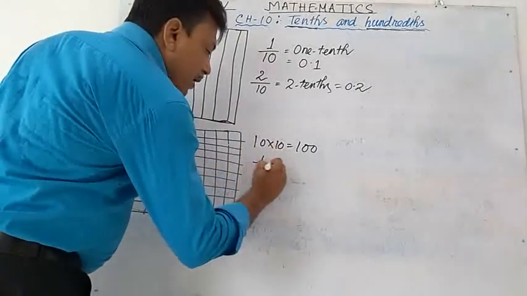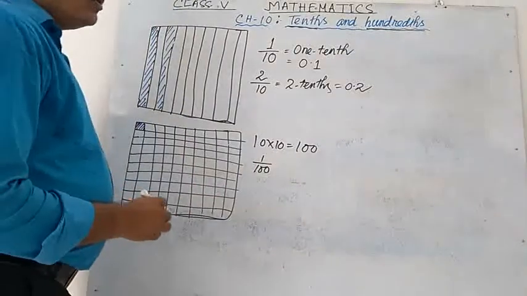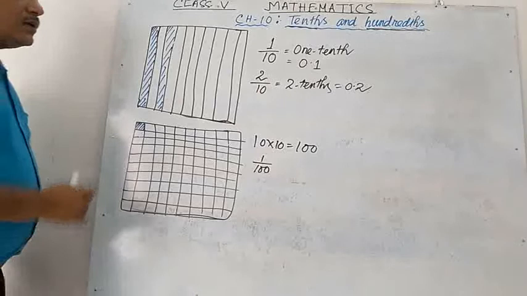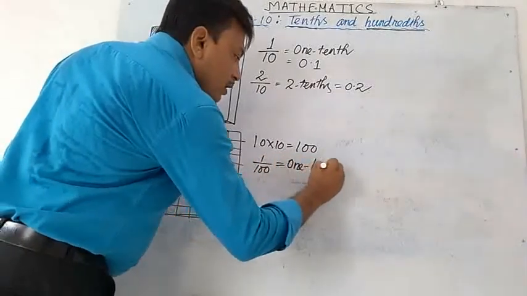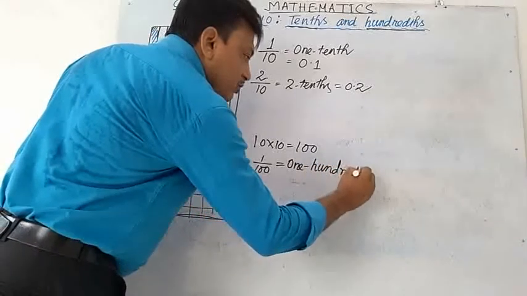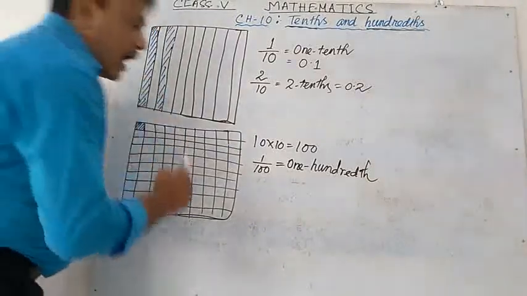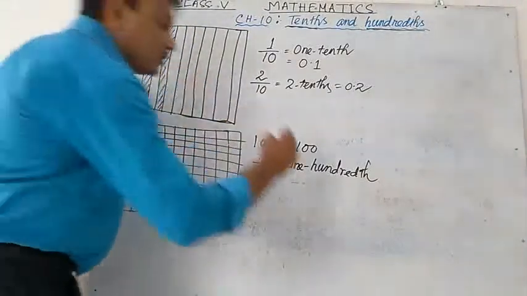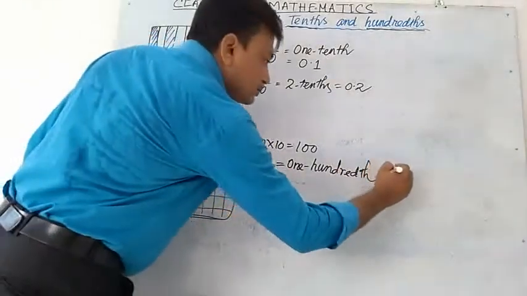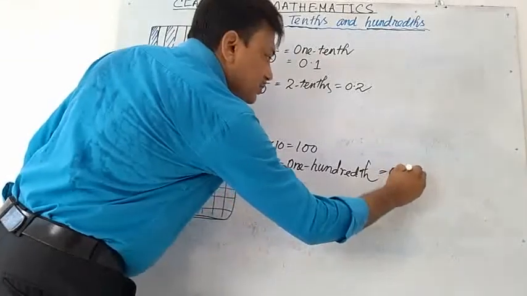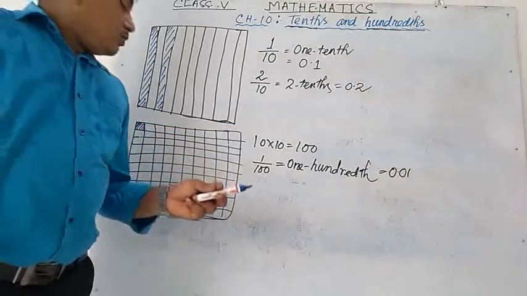Now, if I shade any one small square, how many parts have I shaded? It is 1 part out of 100 parts. This equals 1/100. Similarly, this 1/100 equals 0.01.